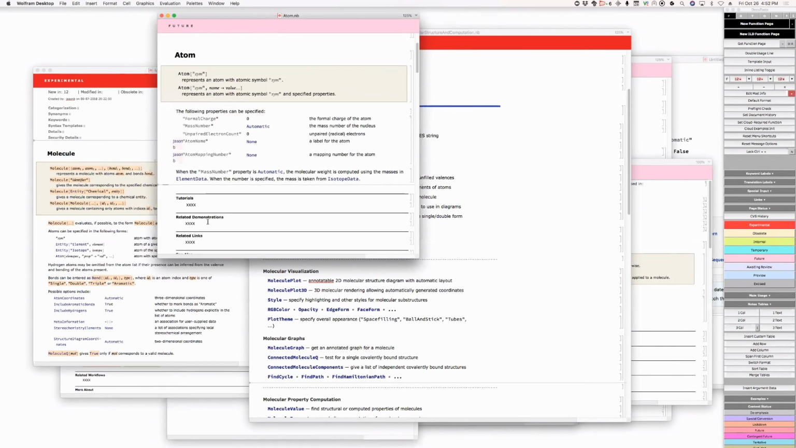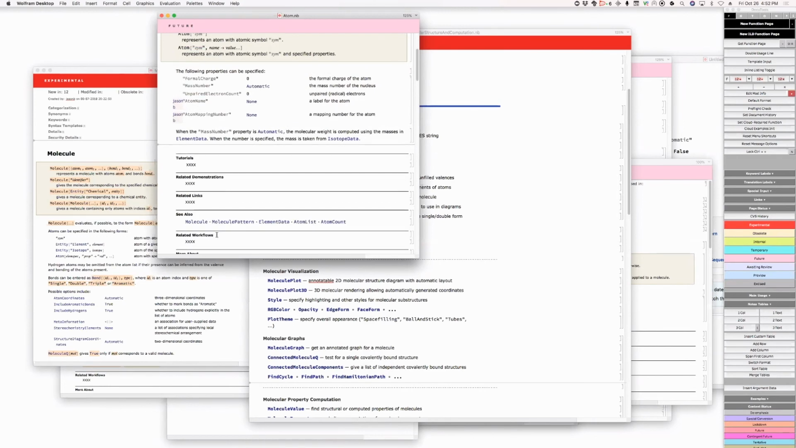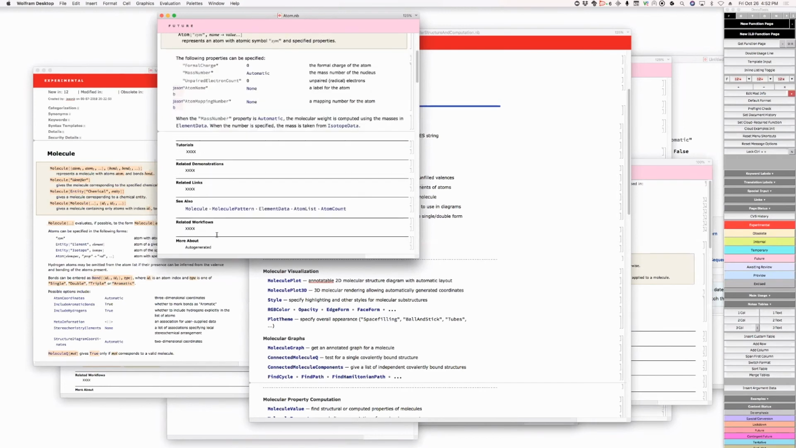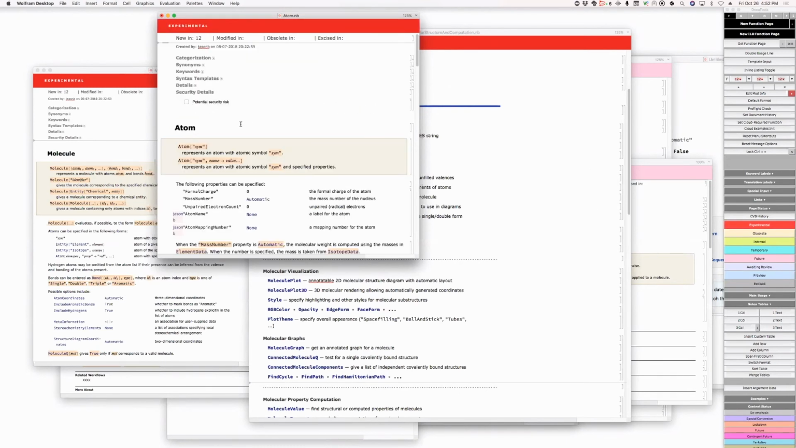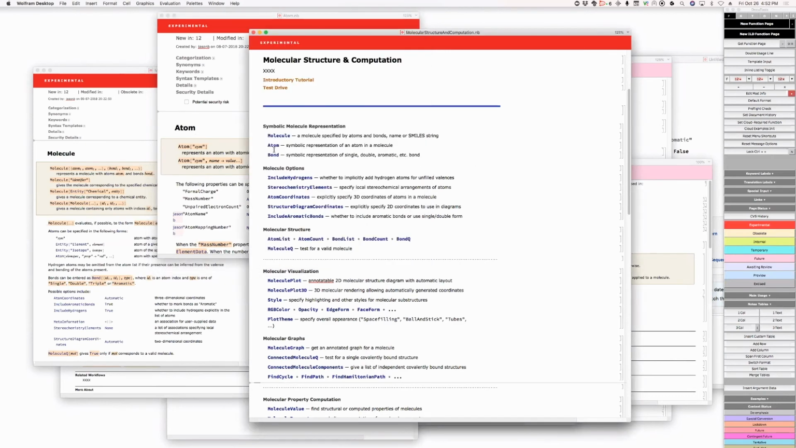Oh God, what a mess. Okay, I understand that issue. Okay, beautiful. Okay. It's only a potential security risk if you actually get the atoms.